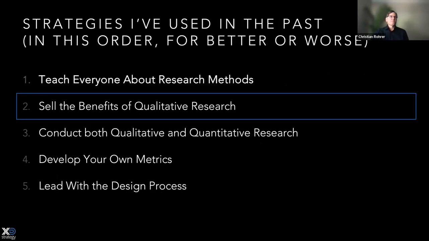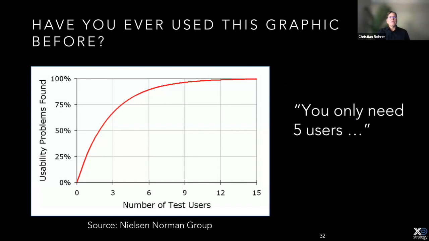Okay, second one. You could try to sell the benefits of qualitative research to your stakeholders or your executives. And now here's a question for you all. Have you ever used this when explaining to stakeholders, hey, we've got this great study we're doing, and you only need 5 users? Raise your hand or say yes if you've done it. I'm just curious if anybody's done it before. It comes from Nielsen Norman. It's tried and true. And actually, it's based on some mathematical stuff.